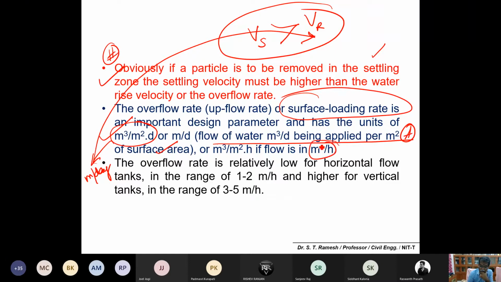This is in terms of meter cube per meter square hour if the flow is in meter cube per hour. So please make a note: how many cubic meters of water are being applied per meter square of surface area of the tank in a day, that you can call the surface loading rate or overflow rate or upflow rate. In the case of horizontal flow tanks, normally you can maintain 1 to 2. And in the case of vertical tanks, you can go up to a maximum of 3 to 5 meter cube per meter square hour. So please remember these values.